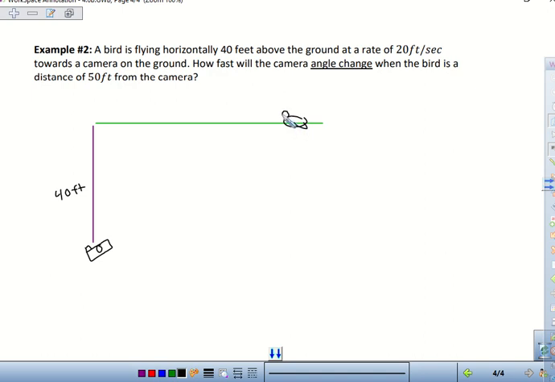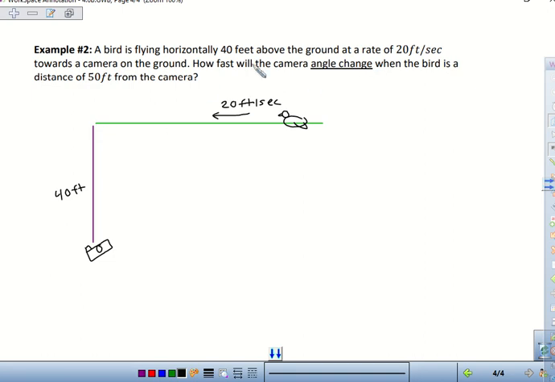So here's the little bird, and he's flying at a rate of 20 feet per second towards the camera. But when I say he's flying towards the camera, he's not flying directly towards the camera. That would be a diagonal. He's flying above, towards above the camera. Do you see what I'm saying by that? He's passing over it. So, of course, when he's directly over the top, he's going to be 40 feet away from it.